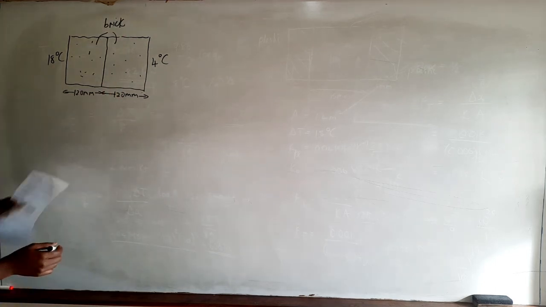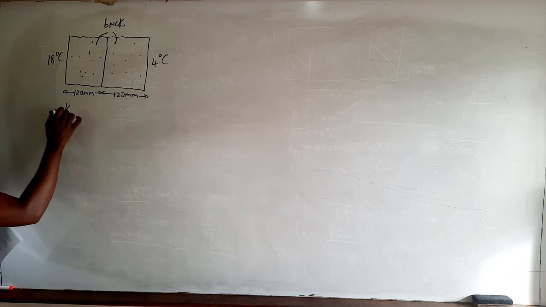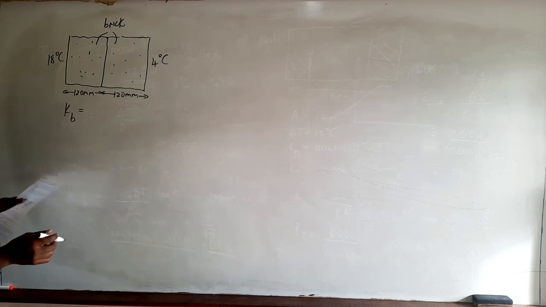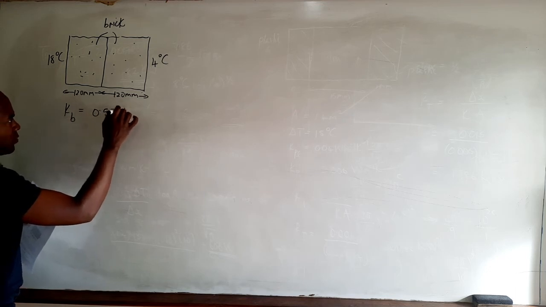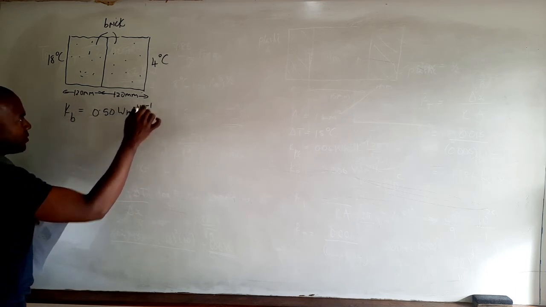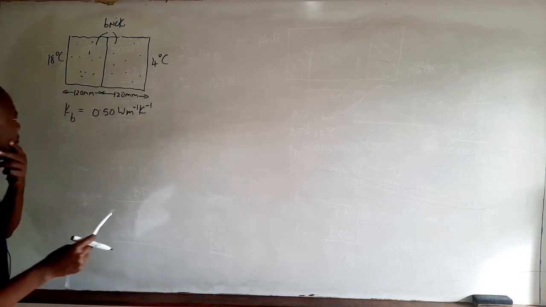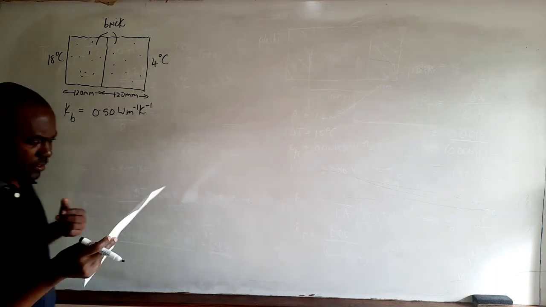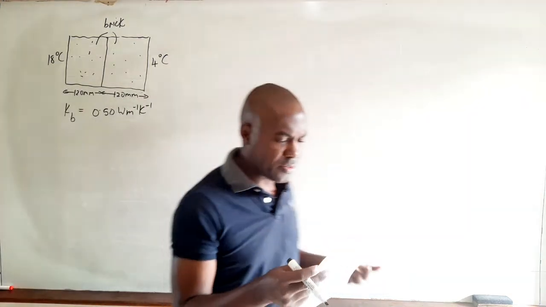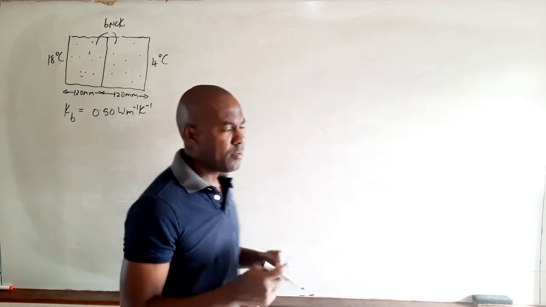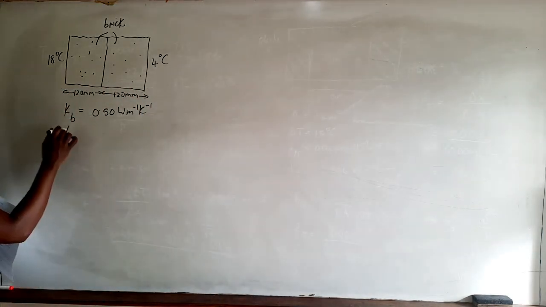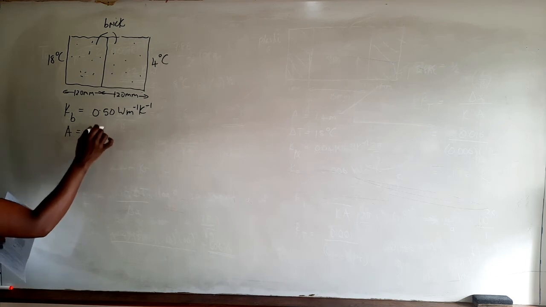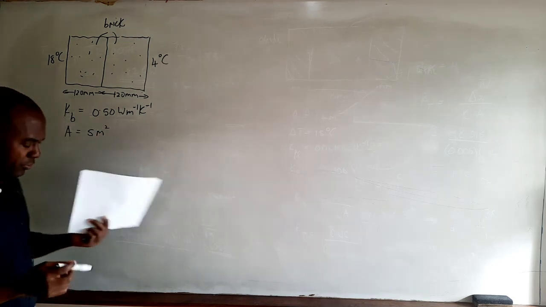We're given that the thermal conductivity of brick, I'll call it KB, is 0.50 watts per meter per Kelvin. And we want to find the rate at which heat is conducted through the wall for an area of 5 meters squared. So the area we're dealing with, A, is equal to 5 meters squared, right?